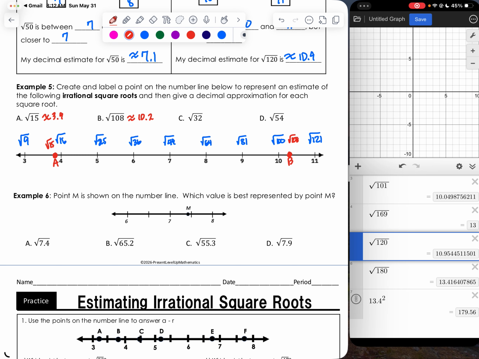All right, square root 32. Square root 32 is bigger than square root 25, but smaller than square root 36, and it's going to be closer to the 6. So this would be point C. So my estimate for square root 32 is a number between 5 and 6, but closer to 6. So maybe 5.7, 5.8, somewhere around there. Okay. All right. Pause the video and try problem D on your own.